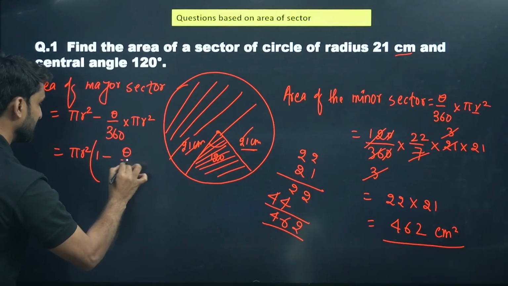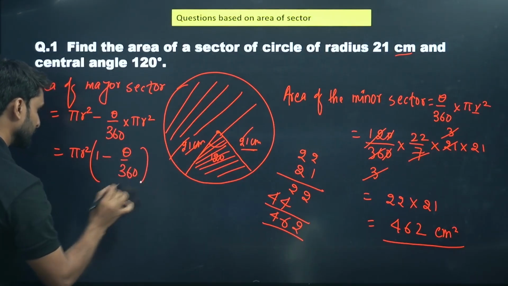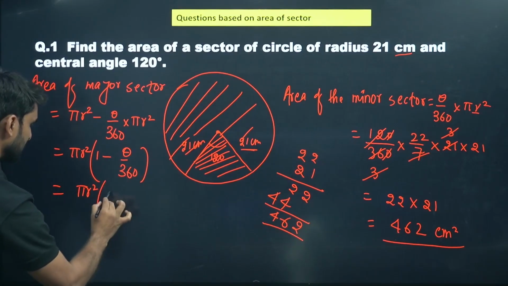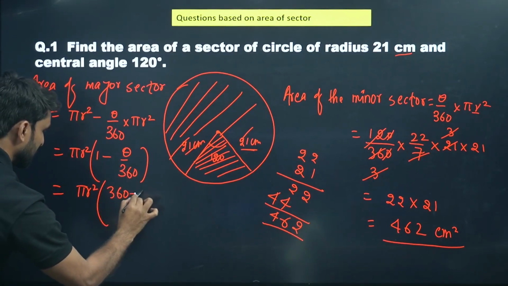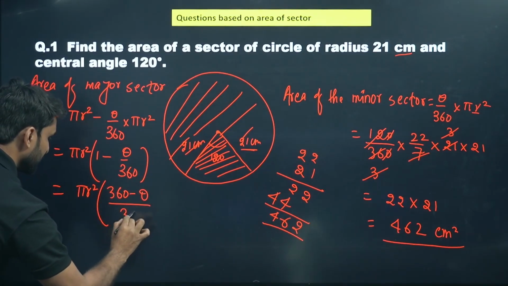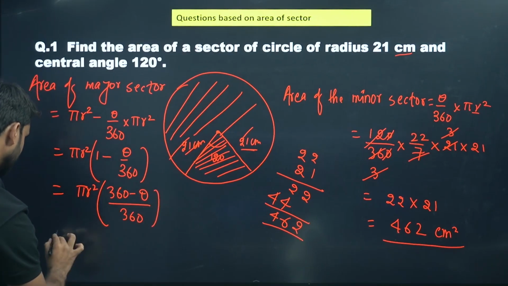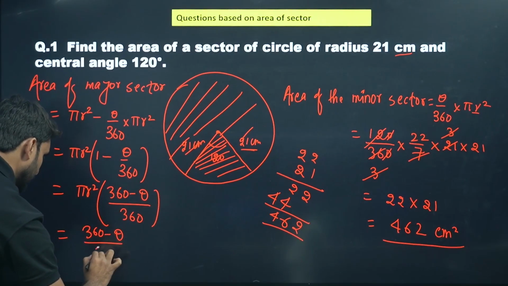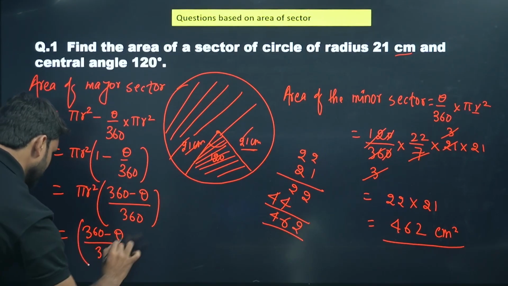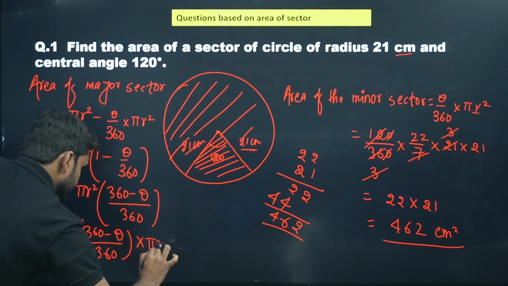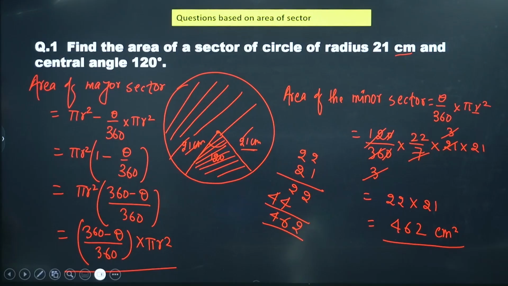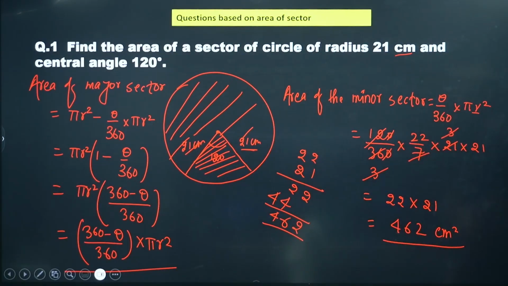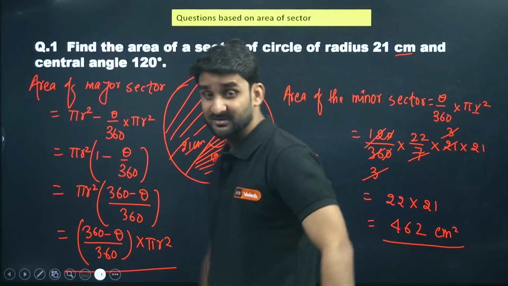1 minus theta by 360. So what will be the final form? Take the LCM. So 360 minus theta upon 360. So this is the final formula to calculate the area of any major sector. This formula: 360 minus theta by 360 into pi r square. By using this formula, we can calculate the area of the major sector also.